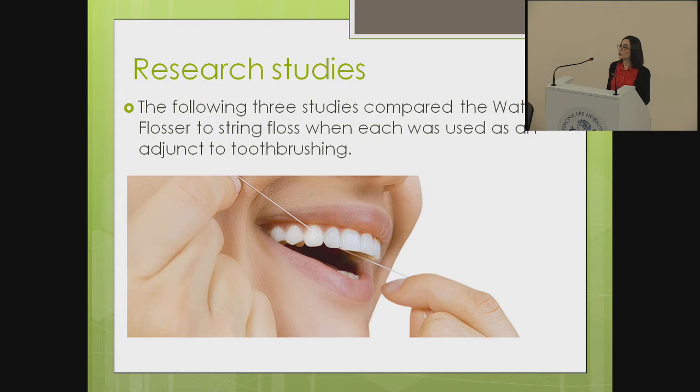For almost five decades, oral irrigation and its effects on interdental cleansing, tissue health, and the potential for bacteremia, as well as in reducing calculus, plaque, gingival inflammation, and bleeding, have been studied assiduously. The following three studies compare the water flosser to string floss when each was used as an adjunct to toothbrushing, and alone.